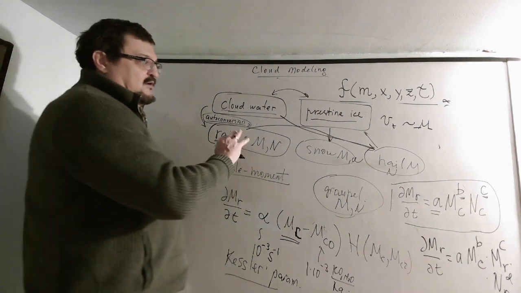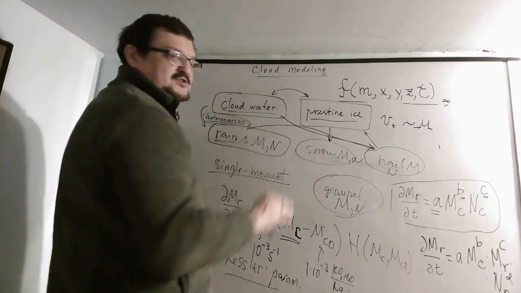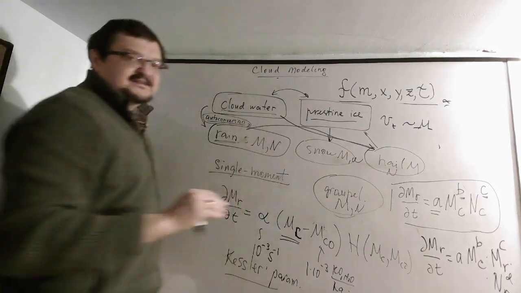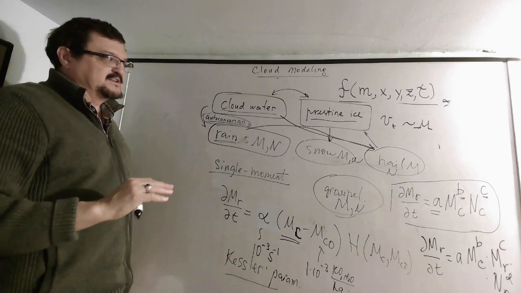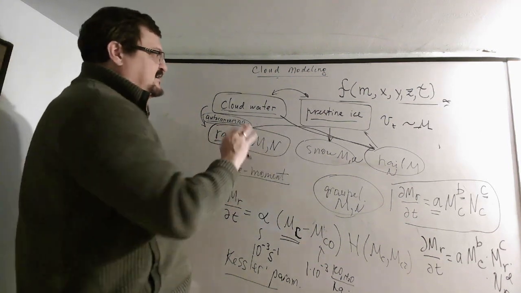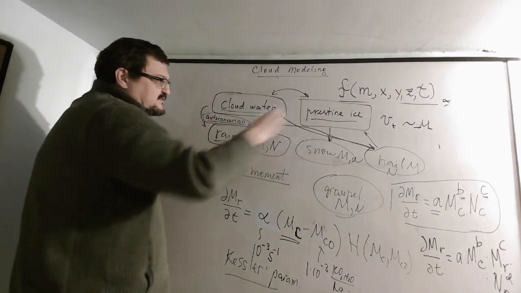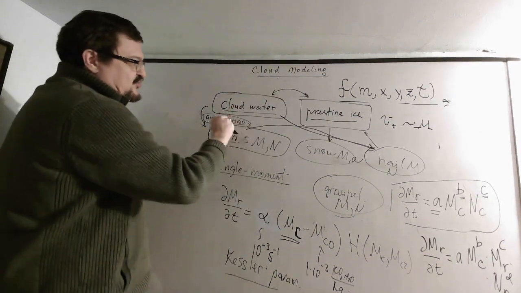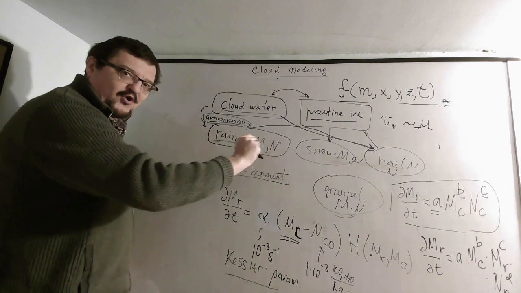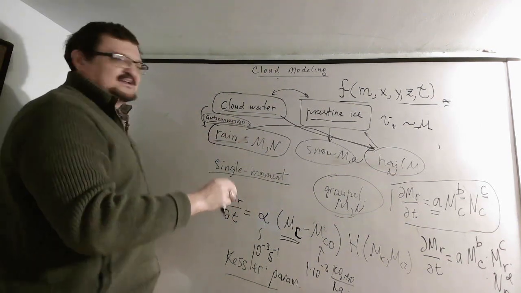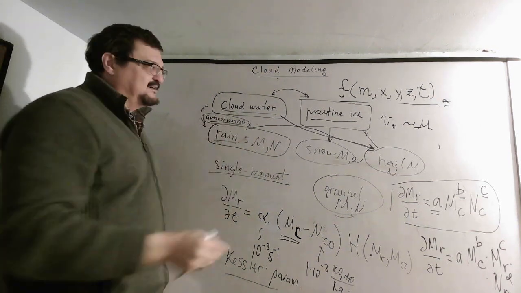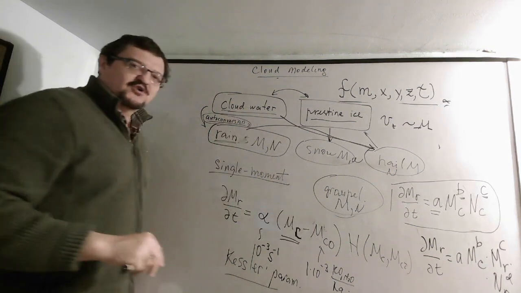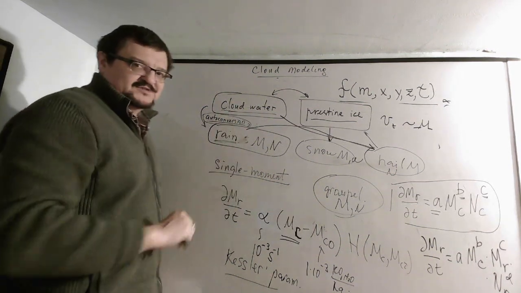So all cloud microphysics has this kind of spaghetti diagrams when they have all these categories of cloud material or hydrometeors connected with all these arrows through various processes, and then they describe each of those arrows as some formula. And that's what makes one microphysics scheme different from another one: how you actually draw these arrows and which formulas you use.